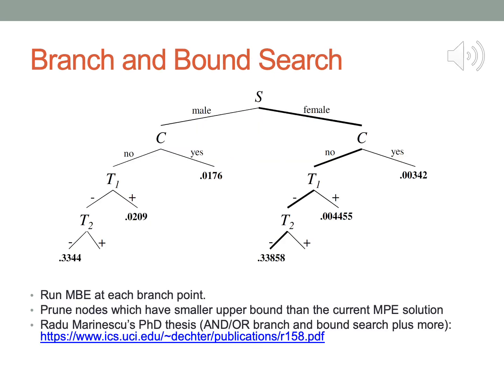We can use the mini bucket approach in the branch and bound algorithm in a straightforward manner. Same idea as before. At each node where we need the upper bounds, we invoke the mini bucket algorithm with the assignment along the path from the node to the root as evidence. Again, recall that we prune nodes which have smaller upper bound than the best solution that we have found so far. Okay? So this approach is fairly straightforward.